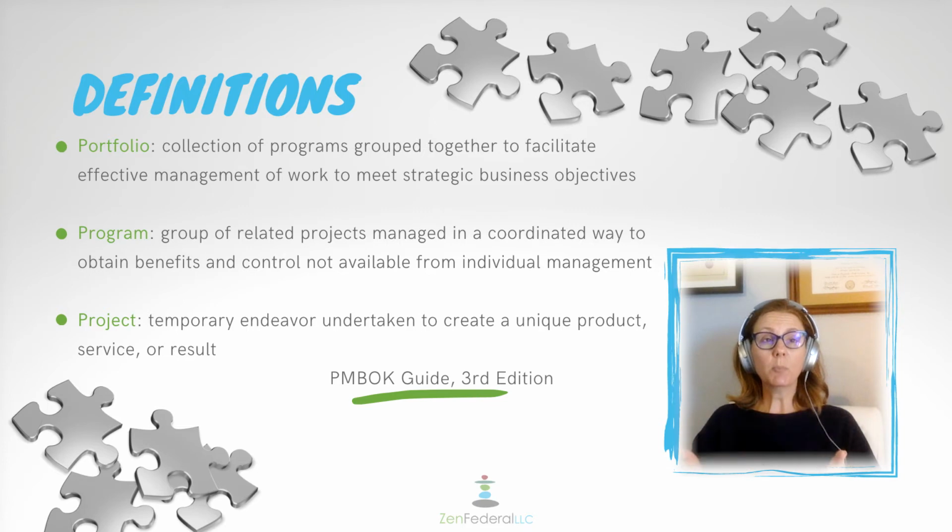So we'll start with a project. That's a temporary endeavor undertaken to create a unique product, service, or result. In the federal government, a project has to have a life cycle or a useful life of 2 years or less. Then you get to the program level. That's a group of related projects managed in a coordinated way to obtain benefits and control not available from individual management.